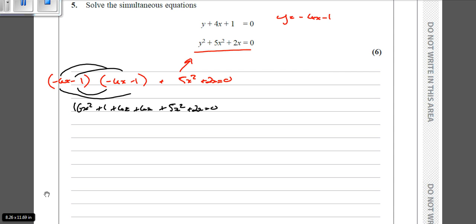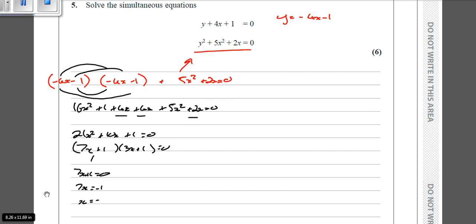So then we're going to simplify that. So that's going to be 21x squared. 4x plus 4x plus 2x is going to be plus 10x. And then you've got plus 1 equals 0. So then let's factorise that. 7x, 3x make 21x, plus 1 equals 0. So then we've got two solutions. We've got 7x plus 1 equals 0. So 7x equals minus 1, x equals minus 1 over 7. Using the exact same method, you get x equals minus 1/3 over here. So those are your two x solutions.